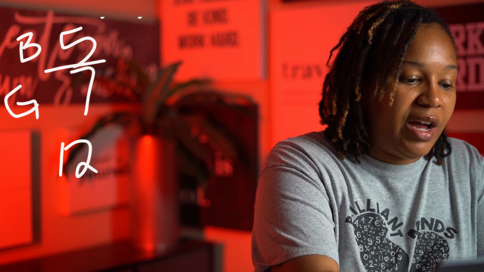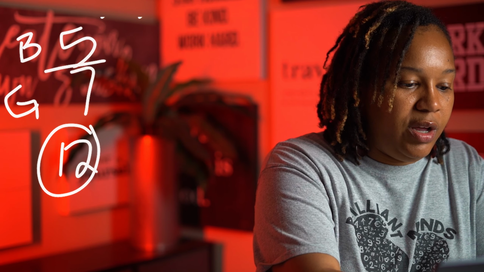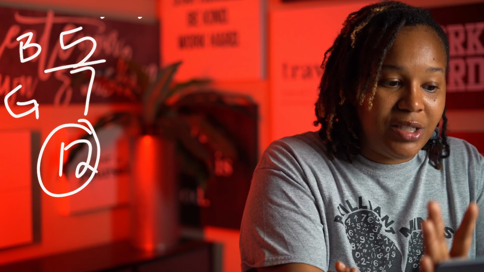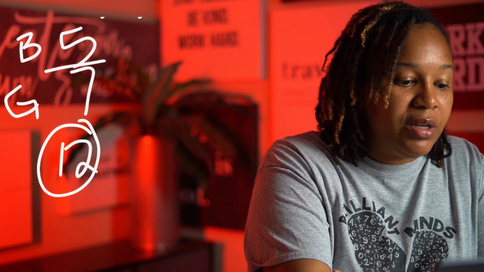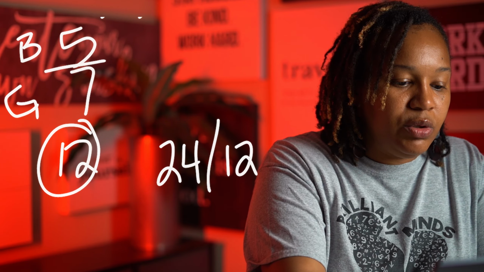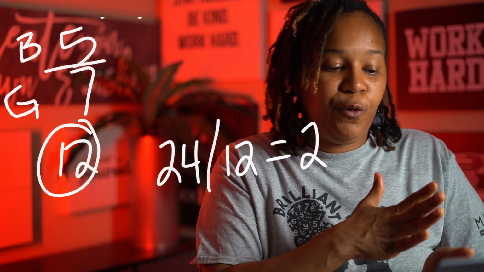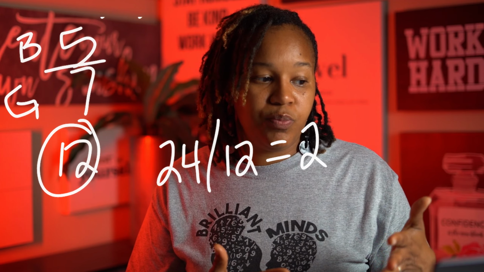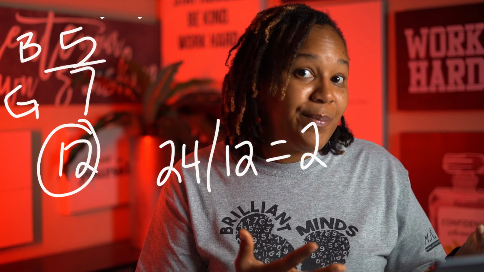This is like the last one. What you want to do is add the total number of parts. So 5 and 7 makes 12. I did 5 plus 7 to get this 12. Now I'm going to take the total number of students and divide it by the number of parts. 24 divided by 12 is 2. So that means each part represents 2.